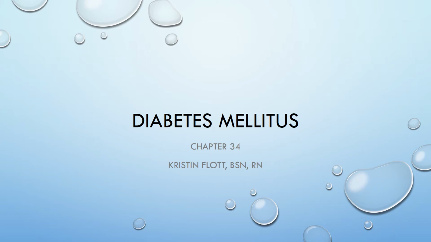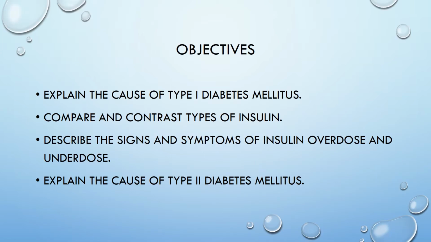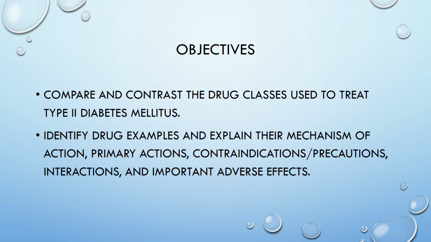The next chapter we're going to discuss is chapter 34, diabetes mellitus. Objectives are to explain the cause of type 1 diabetes mellitus, compare and contrast types of insulin, describe the signs and symptoms of insulin overdose and underdose, explain the cause of type 2 diabetes mellitus, compare and contrast the drug classes used to treat type 2 diabetes mellitus, identify drug examples, and explain their mechanism of action, primary actions, contraindications and precautions, interactions, and the important adverse effects.